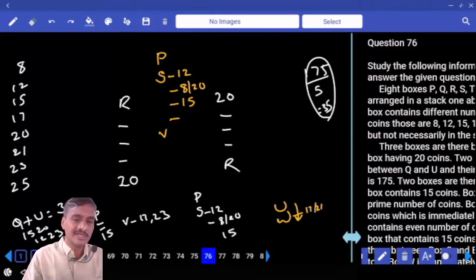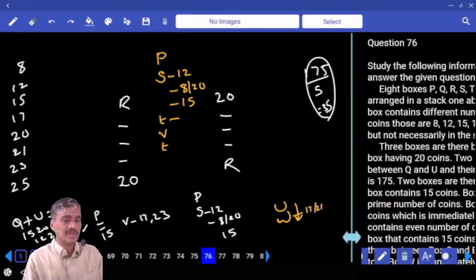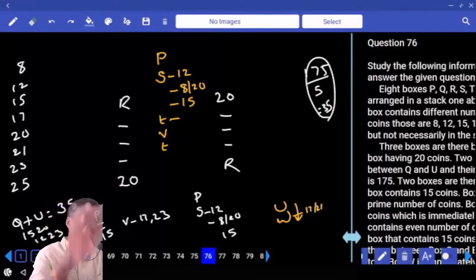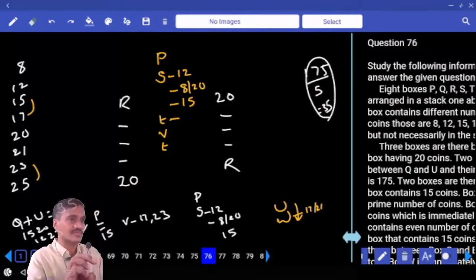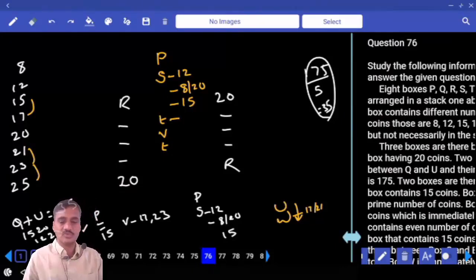And V is immediate to box T. As V is immediate to box T, T can be either immediately above or immediately below. Isn't it? Difference between P and T is 2. Among the given numbers, the difference between P and T can be 15, 17 or 23, 25, and 21, 23 as well. So there are 3 possibilities. And T has more than P.